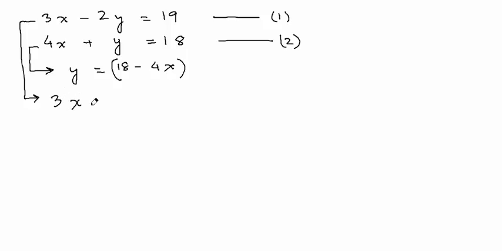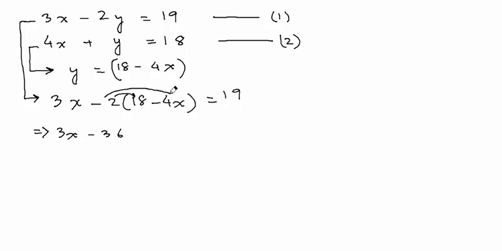3x minus 2 times (18 minus 4x), since y is 18 minus 4x from the second equation, is equal to 19. There's no y here, there's only x now. So we are going to go ahead and solve for x. This means 3x, open up the 2 times 18 is 36, minus 36. 2 times 4x is 8x, but you have a negative and a negative here, that makes it a positive 8x, is equal to 19. Bring the 3x and the 8x together, you have 11x.